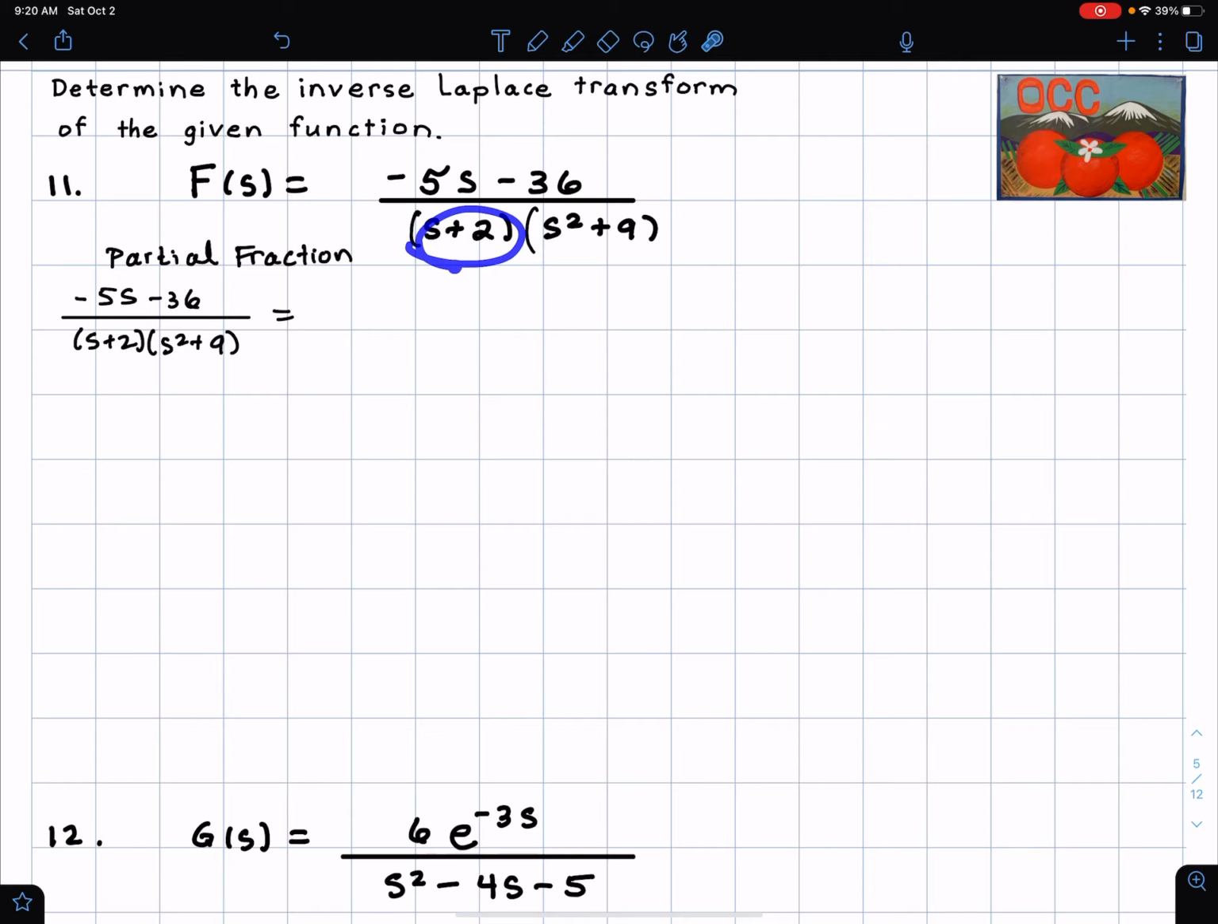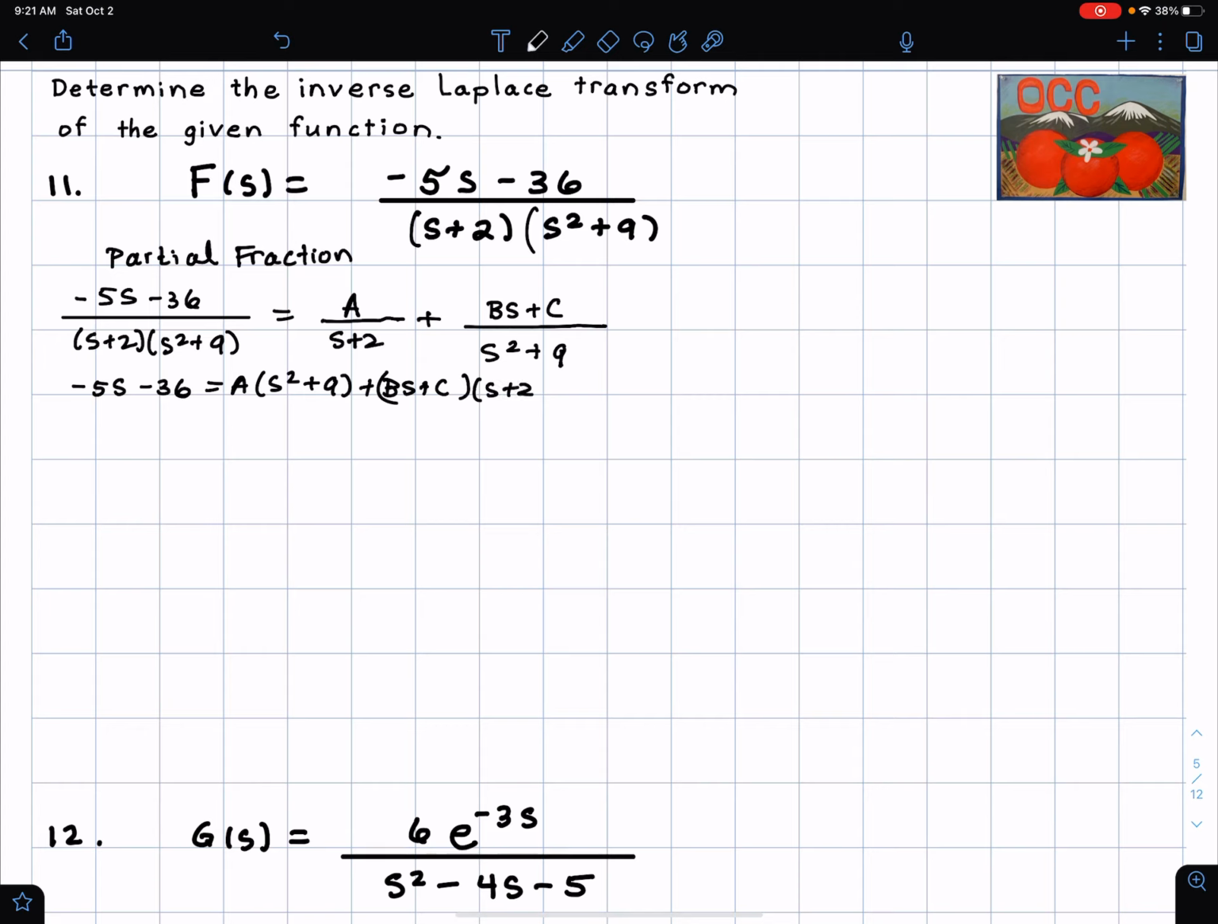What do we have in the denominator? We have a linear term, s plus 2. And so for our partial fraction expansion, we write A over s plus 2. And then the next term is a quadratic that's irreducible. It doesn't factor over the real numbers. And so for that, we put s squared plus 9 in the denominator, but we write Bs plus C. So we have that, and then we clear the fraction, and so we'll write negative 5s minus 36 equals A(s squared plus 9) plus (Bs plus C)(s plus 2).